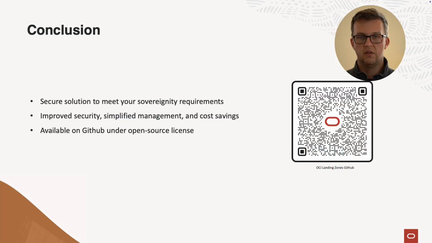Today we've learned about Sovereign Landing Zones and its key principles. The Sovereign Landing Zone provides a secure solution for organizations deploying workloads in the cloud. By following the mentioned key principles, customers can ensure their cloud infrastructure meets local regulations while also benefiting from improved security, simplified management, and cost savings.